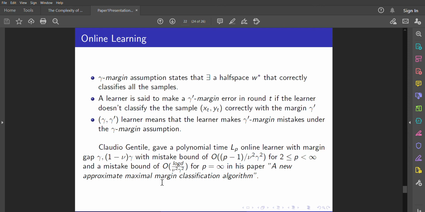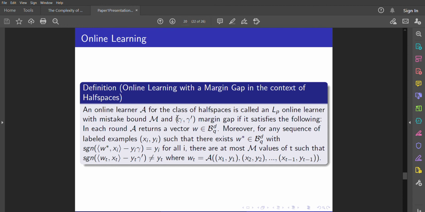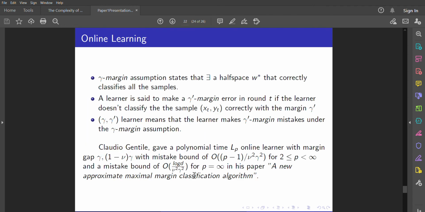Coming to this definition, we have introduced something called the gamma gamma dash margin gap. The gamma margin assumption states that there exists a half space W star that correctly classifies all the samples.